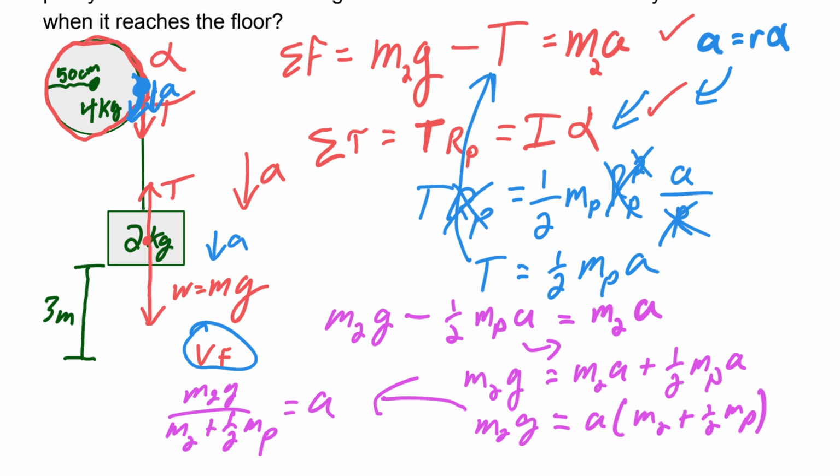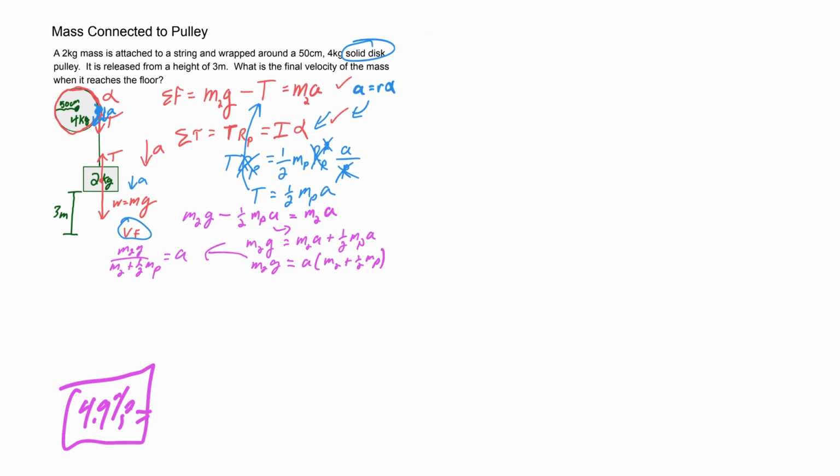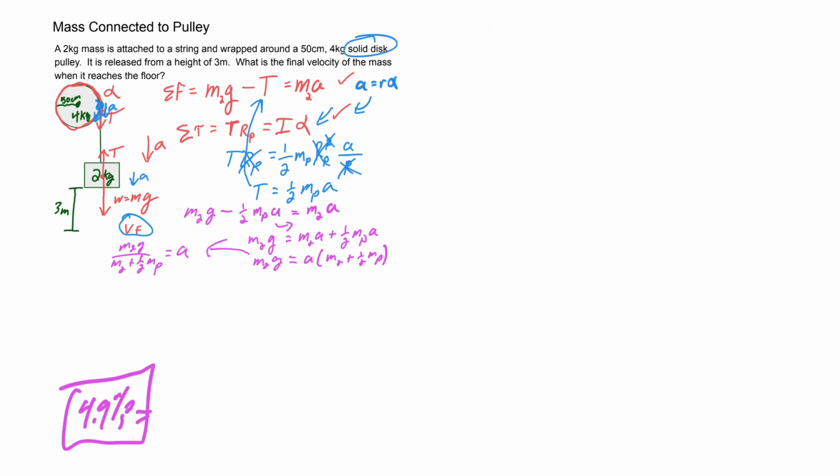I'll leave it up to you to substitute and solve in the numbers. When I do it, I get 4.9 meters per second squared. So that's my acceleration, the acceleration of the mass going down. That's not actually what we're looking for, but we have to get that before we can get the answer. So let's go ahead and solve this whole thing. Remember, this was equal to a.